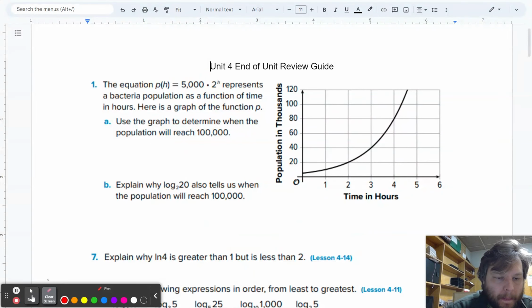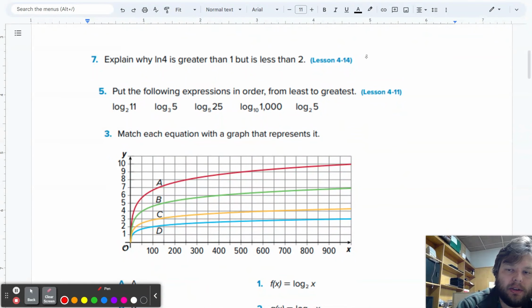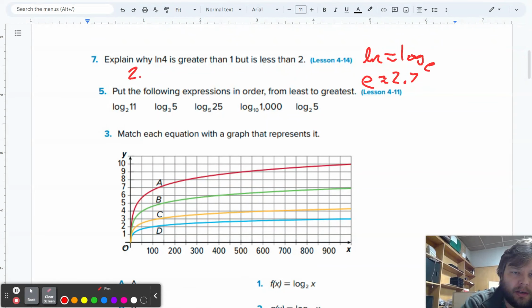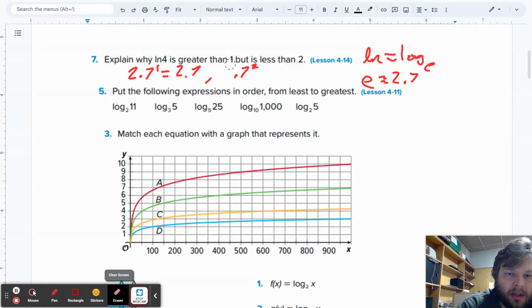All right, next one here. Explain why natural log of 4 is greater than 1 but is less than 2. The key thing to remember here is that natural log means log with the base of e, and that e is about 2.7. So I know, for example, that 2.7 to the first power is 2.7, and I know that 2.7 to the second power, well, I can do 2.7 times itself with a decent amount of work, but I can also just compare it to 2 and 3.